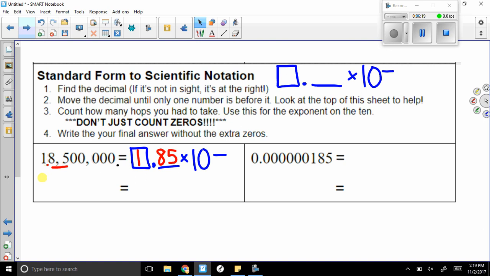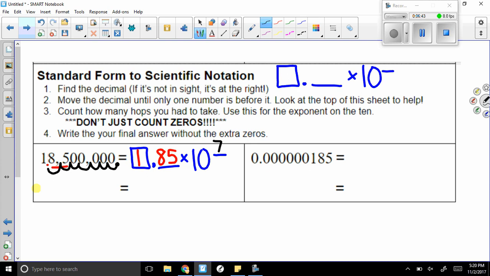Now I know that it's between the 1 and the 8. So I'm going to count out my hops here. I know it started way over here. So I'm counting 1, 2, 3, 4, 5, 6, 7 hops. So I put a 7 in that exponent.